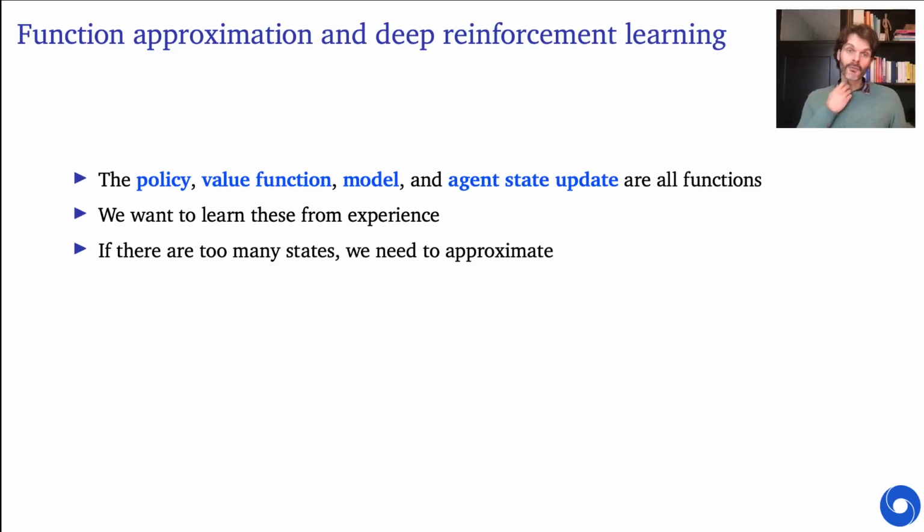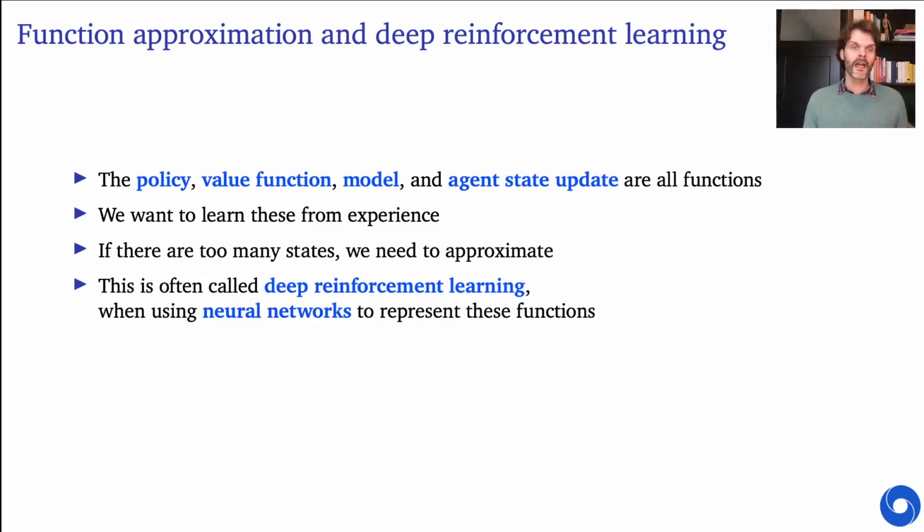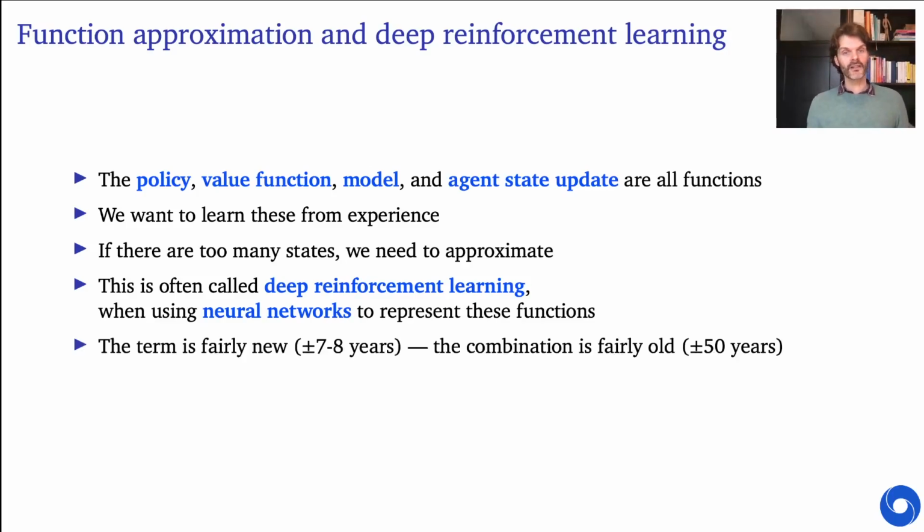In addition, if there's too many states, we will need some sort of approximation. This is a separate point, because this is no longer just about learning, but this is really about function approximation, that this is important. And when we use neural networks to represent these functions, then this subfield is often called deep reinforcement learning these days. That term is actually relatively novel, it's like 7 to 8 years old, but the combination of reinforcement learning with neural networks is in some sense a quite natural one and is actually fairly old and has been suggested at least in the 70s already.